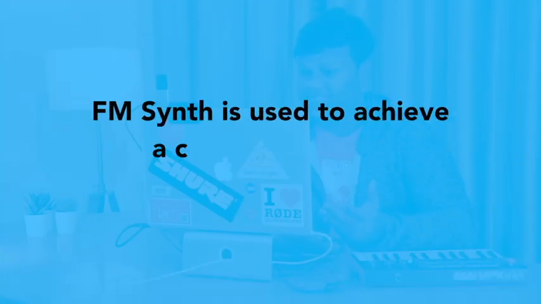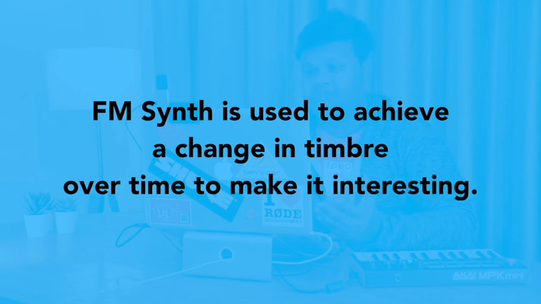So before I start talking about operators in Ableton Live, I would like to touch base with some basics. FM synthesis, or frequency modulation, is a change in frequency. This is controlled using an LFO, and this LFO controls the frequency of an oscillator to make changes in pitch. So the higher the rate of the LFO, the higher the change in timbre. FM synthesis is used to achieve a change in timbre over time to make it interesting.